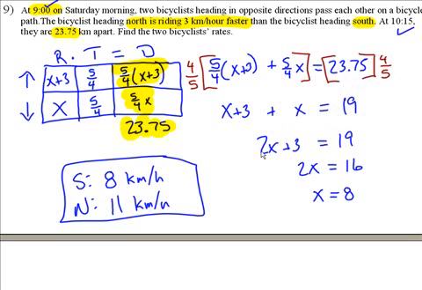x and x is 2x, so I have 2x plus 3 equals 19. Subtract the 3 from both sides, 2x equals 16. Divide by 2 and I get 8. So the southbound cyclist was going at 8 kilometers an hour. The northbound guy is going at 3 kilometers an hour faster than that, or 11 kilometers an hour.